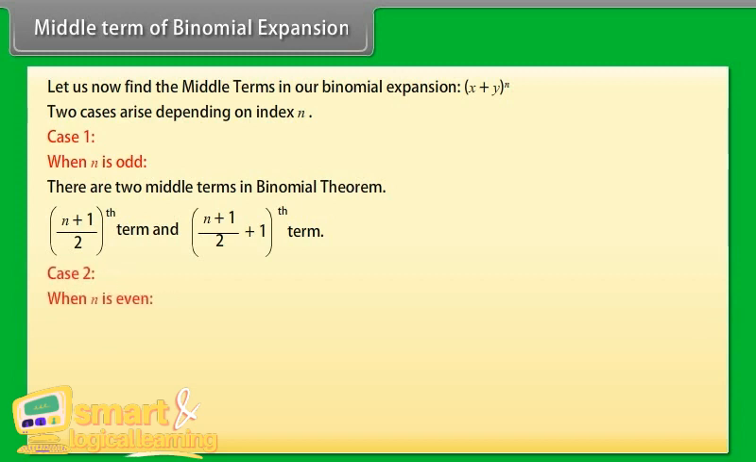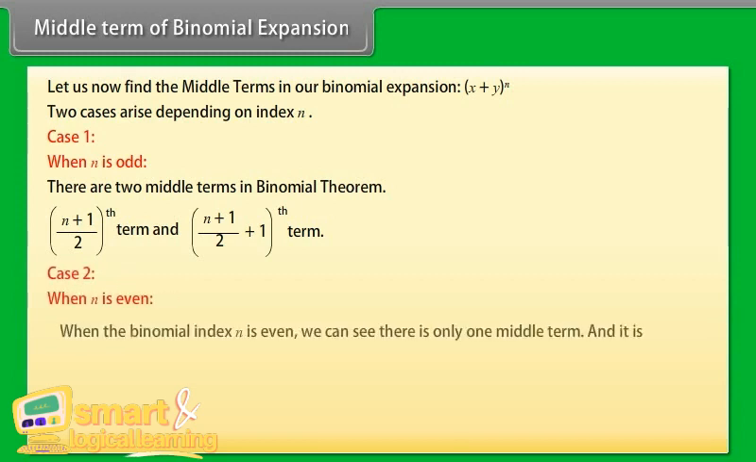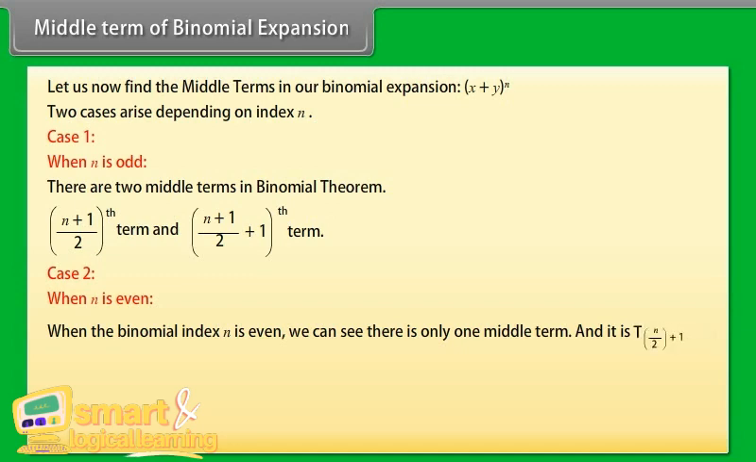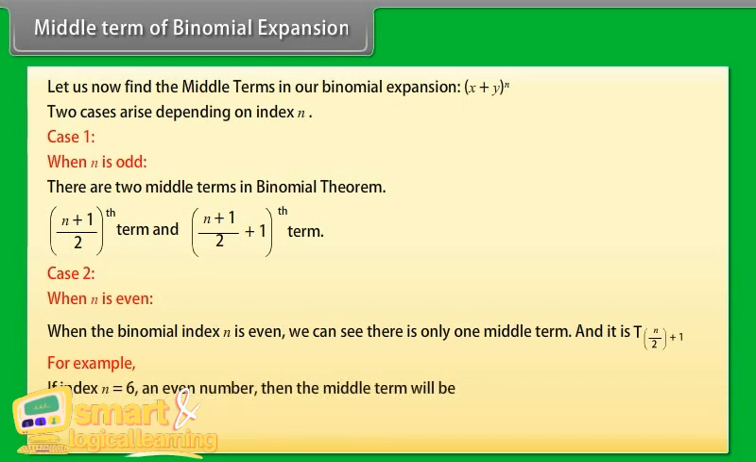Case 2: when n is even. When the binomial index n is even, there is only one middle term, and it is T(n/2 + 1). For example, if index n is equal to 6, an even number, then the middle term will be T(n/2 + 1), which is T(6/2 + 1), which is T4.